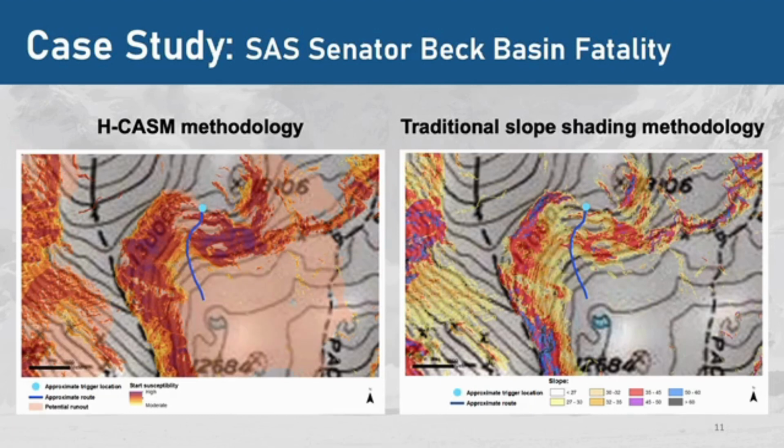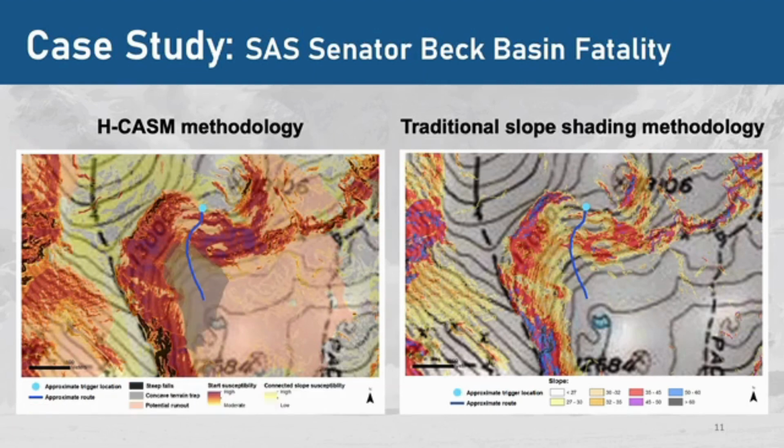Then we add runouts, where those avalanches may go, connected slopes, and terrain traps. With those terrain traps, the black is the steep falls or cliffs. You can't really see under them because you don't really need to. It's a cliff. The gray is that concave terrain trap. And this is not what we're used to looking at and saying, oh, that's a gully, because that isn't a gully. What it is is a bowl, and it's where multiple paths are going to be funneled to the same spot.